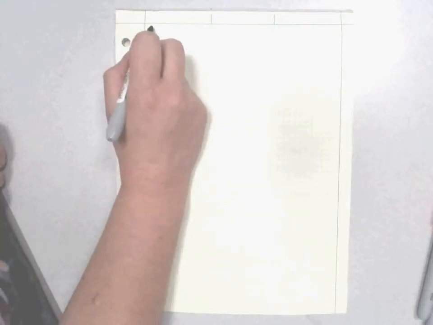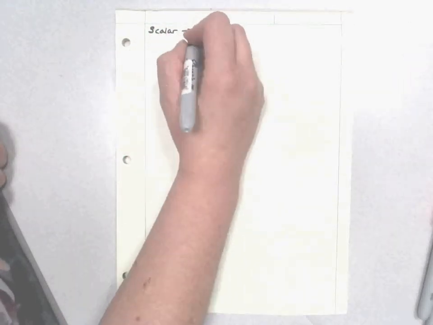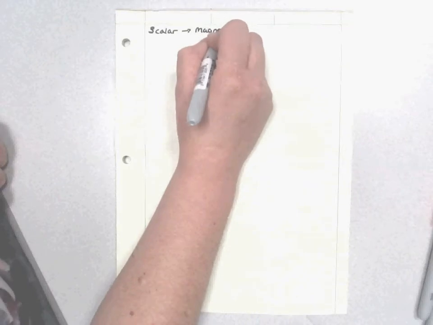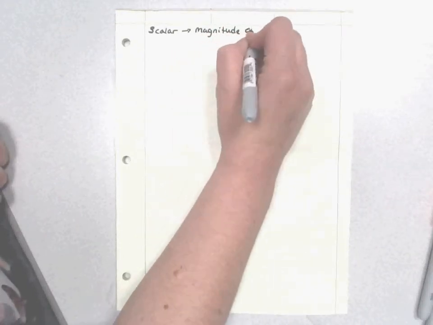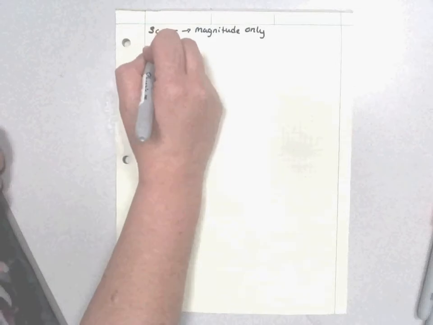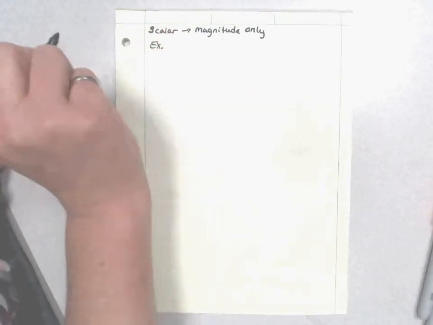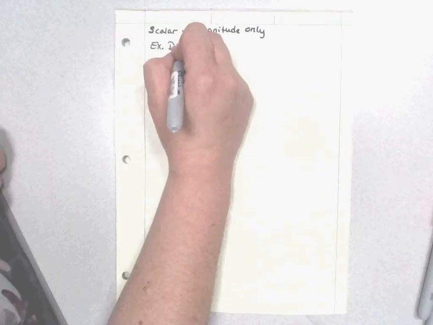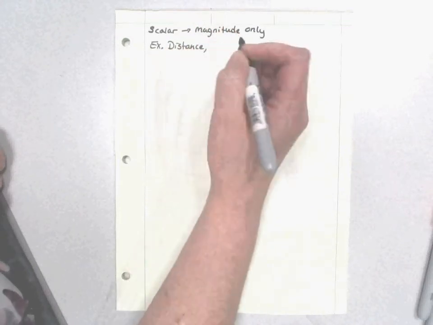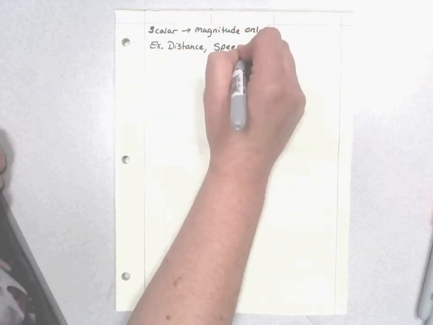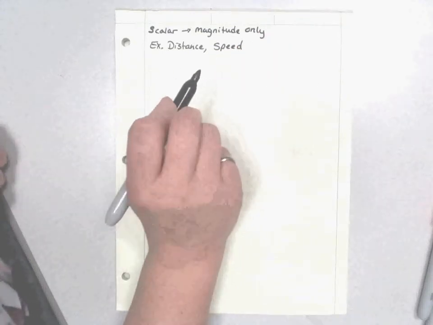Okay, so we are going to first review the difference between a vector and a scalar. To start with, a scalar is just a number with magnitude only. An example might be, let's see, distance. Distance is a scalar. Speed is a scalar. These are things that have a value of magnitude but not also direction.